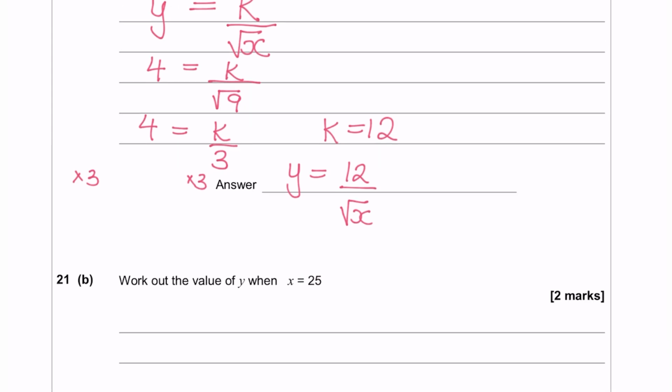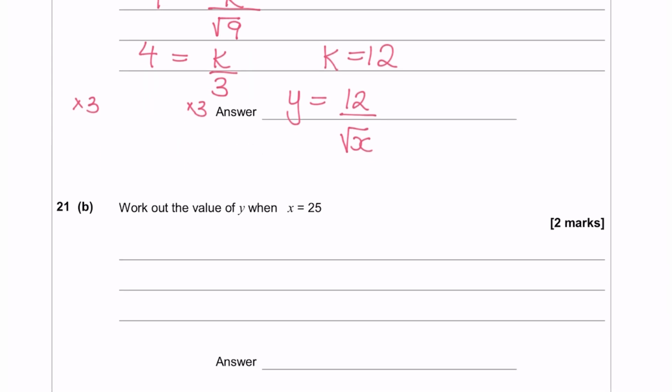And then it's asking us to work out the value of Y when X is 25. So we'll say, okay, Y equals 12 divided by the square root of 25. The square root of 25 is 5, so we get 2.4. So our answer here would simply be 2.4.